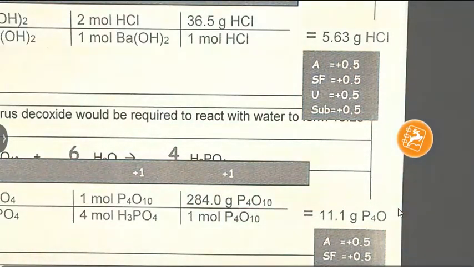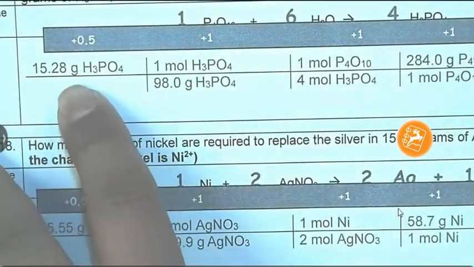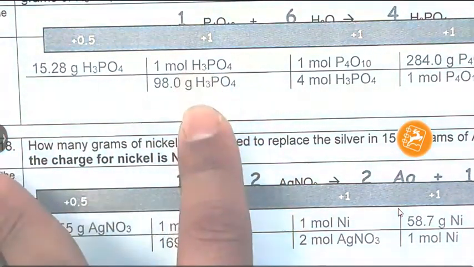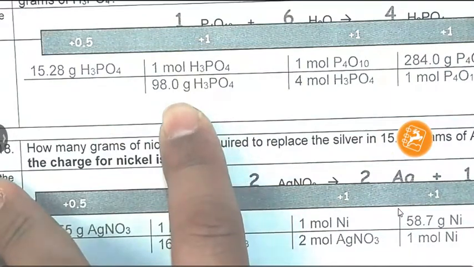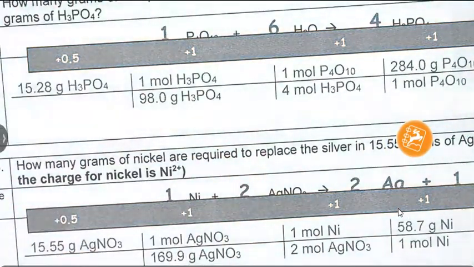Like, what if I got the wrong answer, but I have 3 sig figs? It's only minus a half, right, for the answer. If you're taking off points, make sure you tell me why you're taking off points. If it's sig figs, write SF. 17, 15.28 grams of H3PO4. 1 over 98.0. If you don't have the 0.0, it's minus a half. Why? Because that is going to affect your sig figs in the end, right?